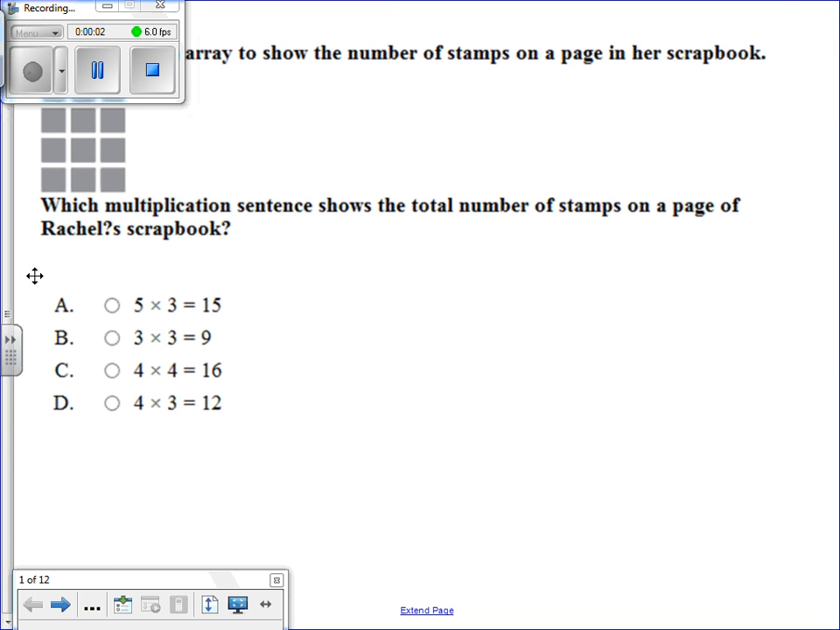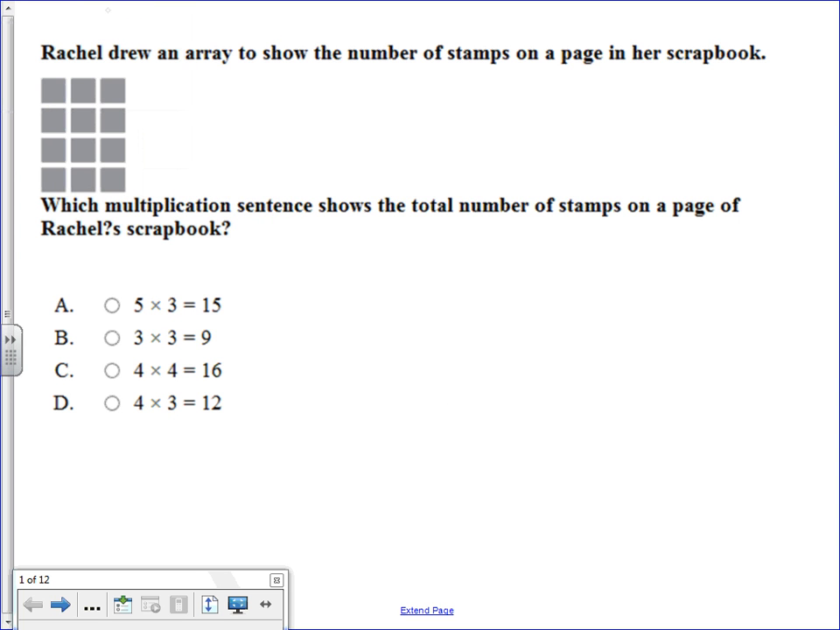This is our Chapter 4 study cast for Thursday's Chapter 4 math test.